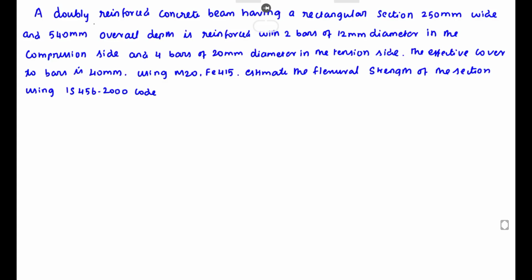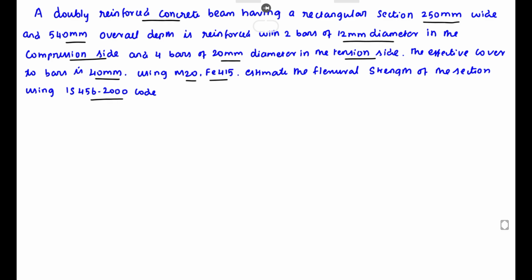Today we are going to see a problem related to the design of reinforced concrete elements, in the topic of doubly reinforced concrete beam. The problem is a doubly reinforced concrete beam having a rectangular section 250 mm wide and 540 mm overall depth. This is reinforced with two bars of 12 mm diameter on the compression side and 4 bars of 20 mm diameter on the tension side. The effective cover to the bar is 40 mm. Using M20 grade concrete and Fe415 steel, estimate the flexural strength of the section using the IS 456 2000 code.